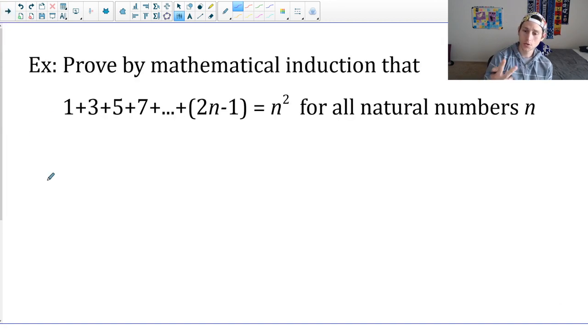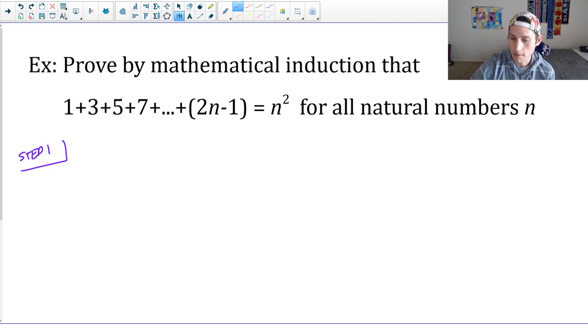So let's do 2 examples. Well, there's 4 total. We'll do 2 today, 2 Monday. Prove by mathematical induction that, so this is the thing that we talked about earlier. Can we prove that for every series partial sum of odd numbers, it'll just add up to n squared for all natural numbers? Remember, natural numbers are like 1, 2, 3, 4, 5, 6, 7, 8, etc.